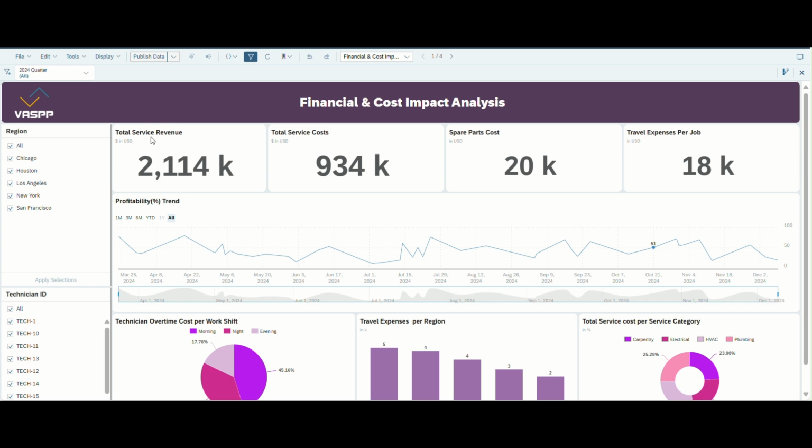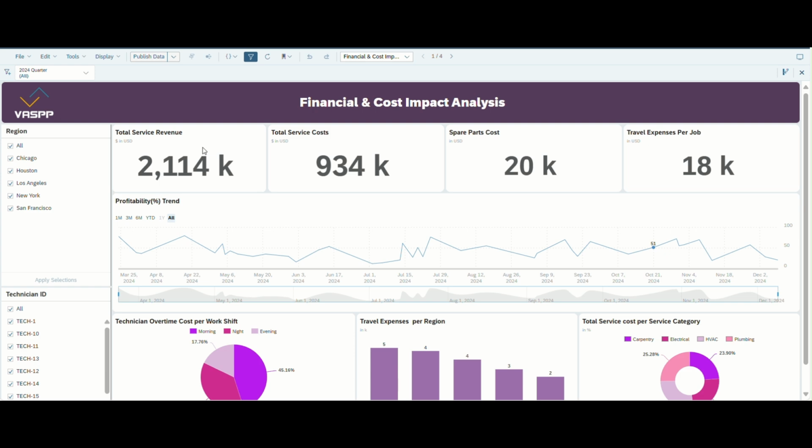First, we have the total service revenue, currently at $2,114K. This is your top-line metric, showing the revenue earned from all completed service jobs. For business and finance teams, this figure reflects commercial performance and job throughput. A rise here indicates high customer demand and strong field execution.